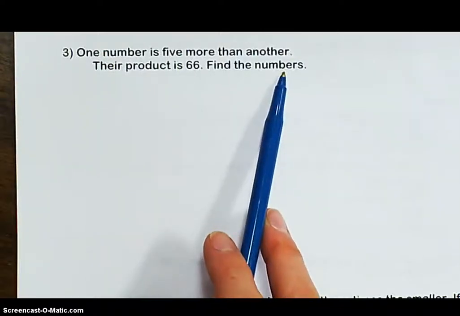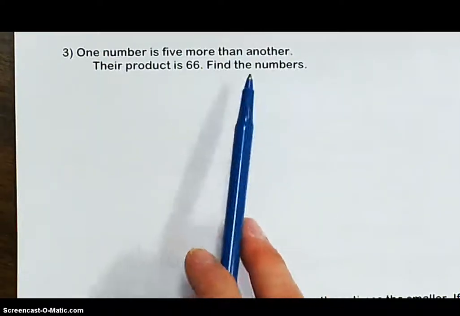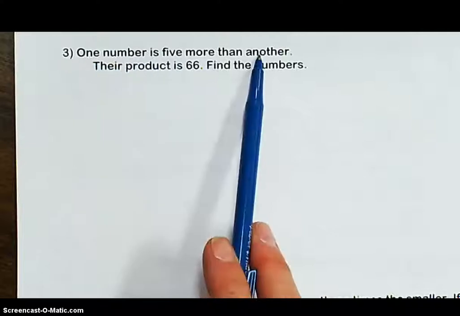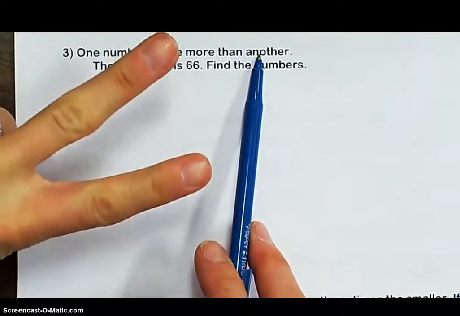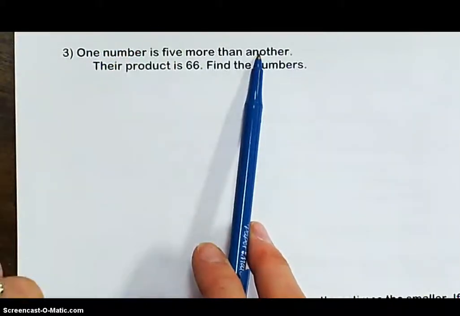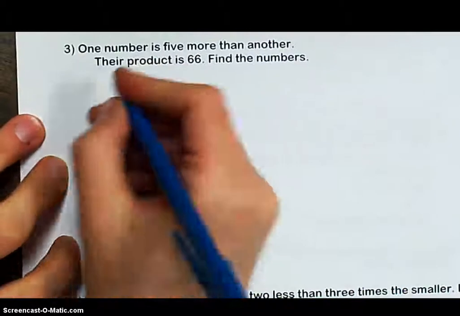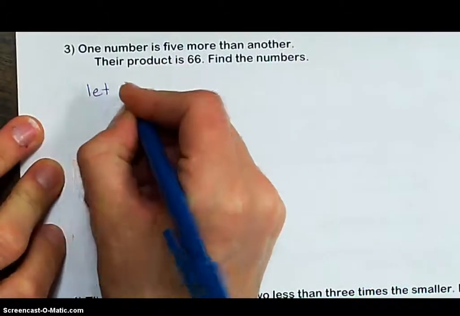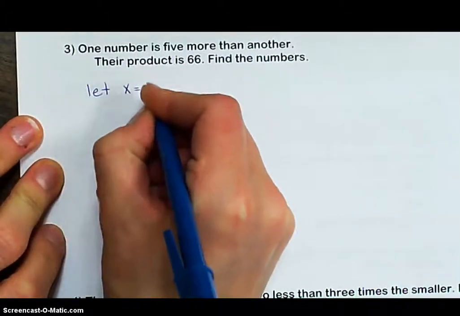So this time, how many numbers are we trying to find? Well, there's one number and then there's another. So that means there's two numbers. There's two numbers, we need to have two let statements. So I'm going to let the first one be x. Let x equal the first number.